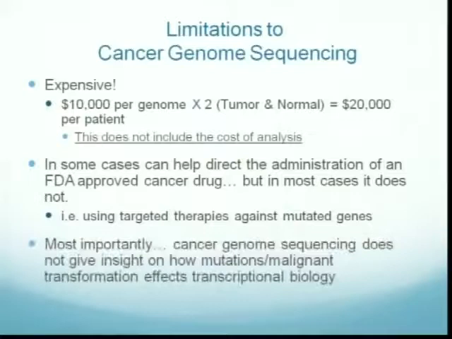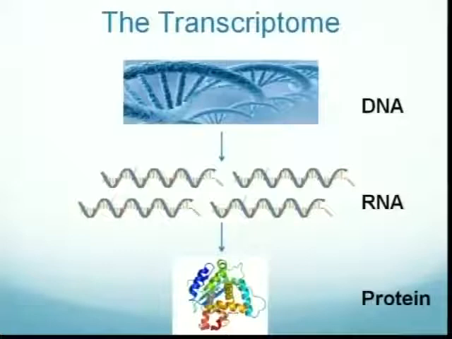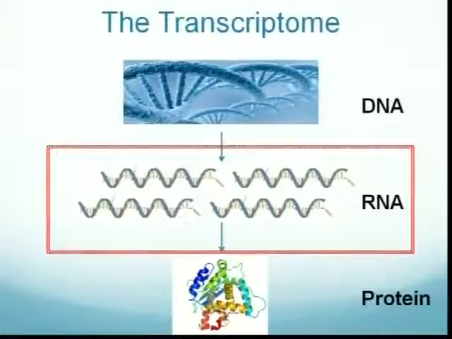And then the third biggest limitation to whole genome cancer sequencing, I think, is that it doesn't really give us any insight into how these mutations are affecting the transcriptional biology. You're seeing the mutation in the blueprint, but you're getting no indication of what it's doing to the cell as a whole, to the rest of the biology. So I would argue then, especially if you're money limited, the best bang for your buck in order to get the best idea of what's going on in the cancer cells is to study the RNA, or the transcriptome, which is the set of all messages, RNA messages in the cell.